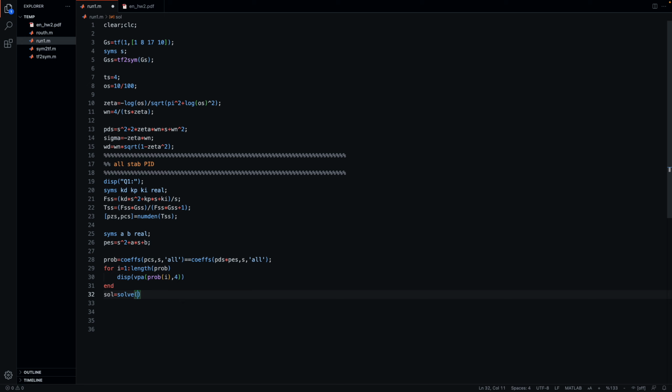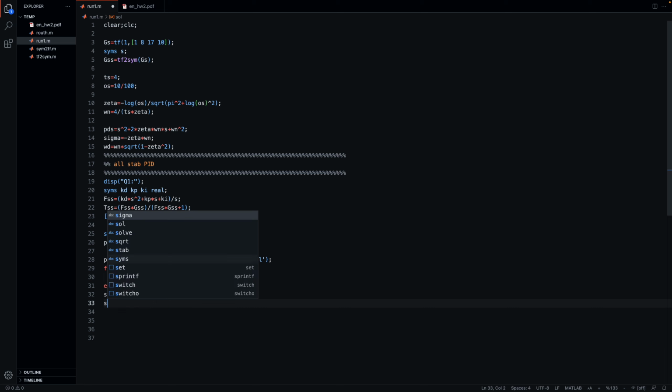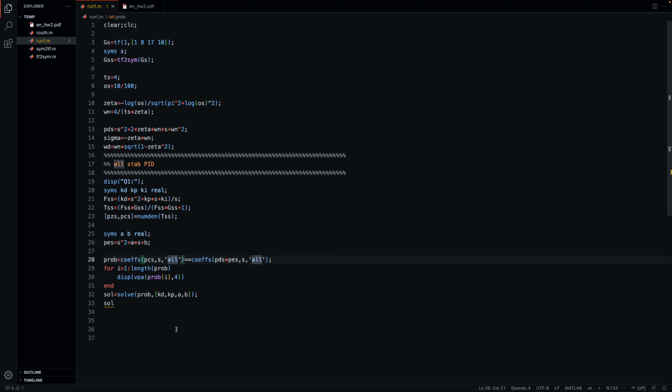So we could also solve the problem, but we need to provide MATLAB which variables are important, and if, as it is in this case, we have more unknowns than equations, then we might leave out one of them to indicate that we want the solution in terms of that free parameter. In this case, we have KI. So we want MATLAB to solve for KD, KP, A, and B in terms of KI. So I omitted KI so that MATLAB knows that KI should be the free parameter here.